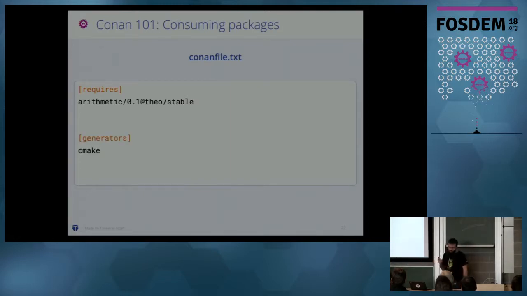And then we need to tell Conan we want CMake files generated. Here you can put a lot of other things. I said pkg-config, you can use even Xcode files. Don't use that, but yeah, you can use that.